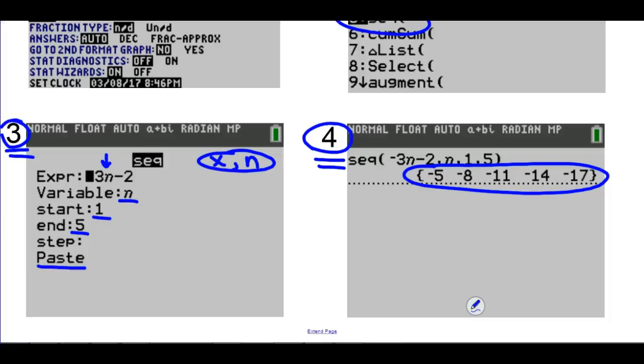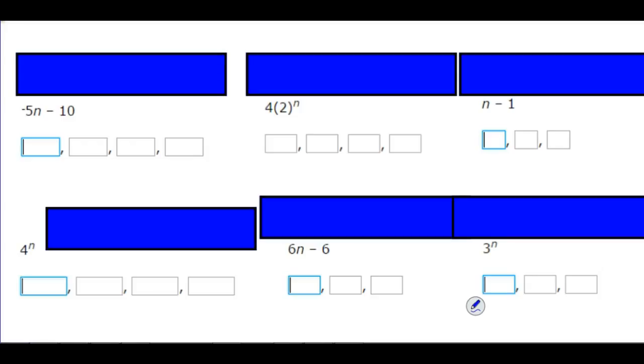This set of procedures in the calculator works for all explicit formulas. They work for arithmetic formulas. They work for geometric formulas. And we can do that on the next screen. We have 6 explicit formulas here that we are going to find the first 4 or the first 3, and we're going to do them here in class, one after the other.